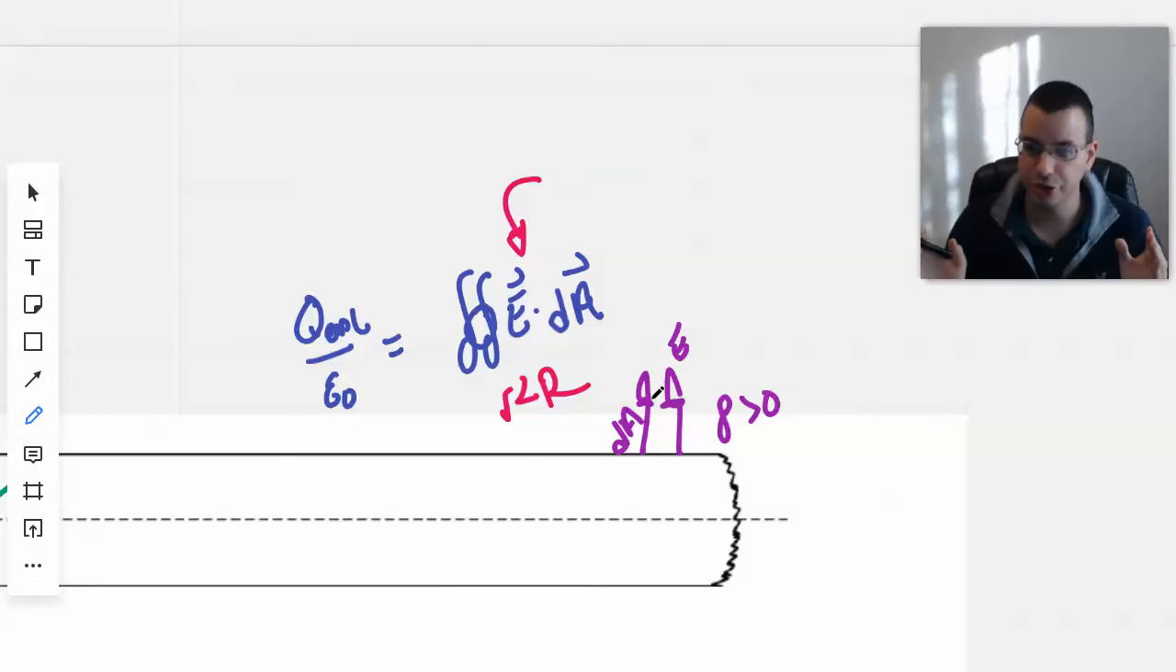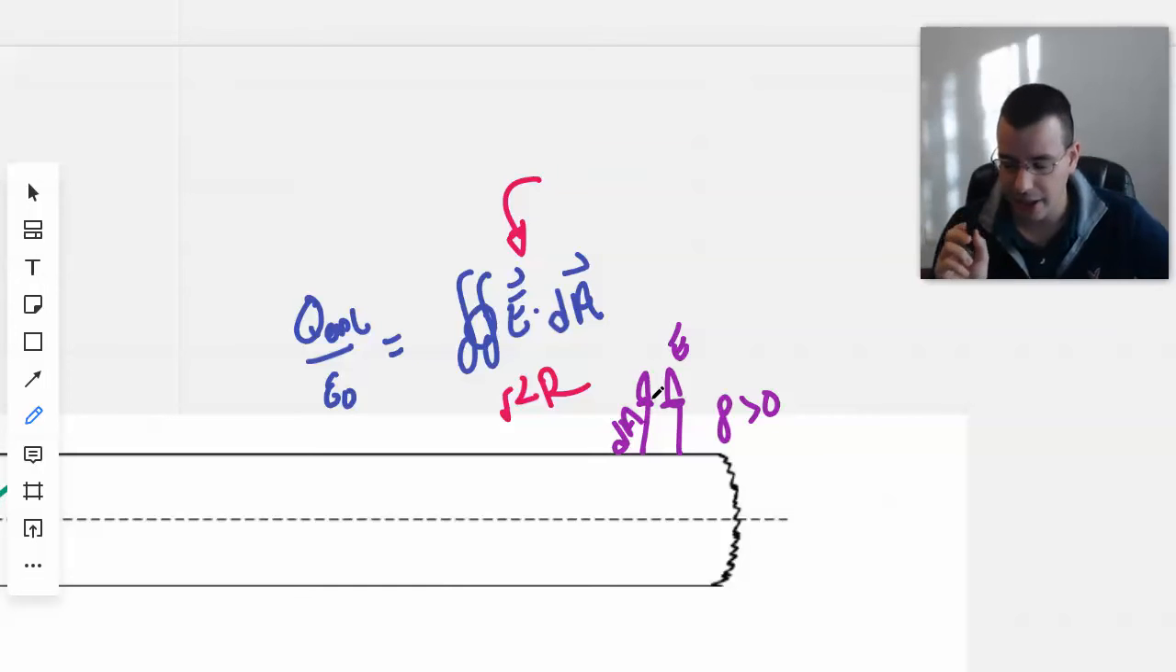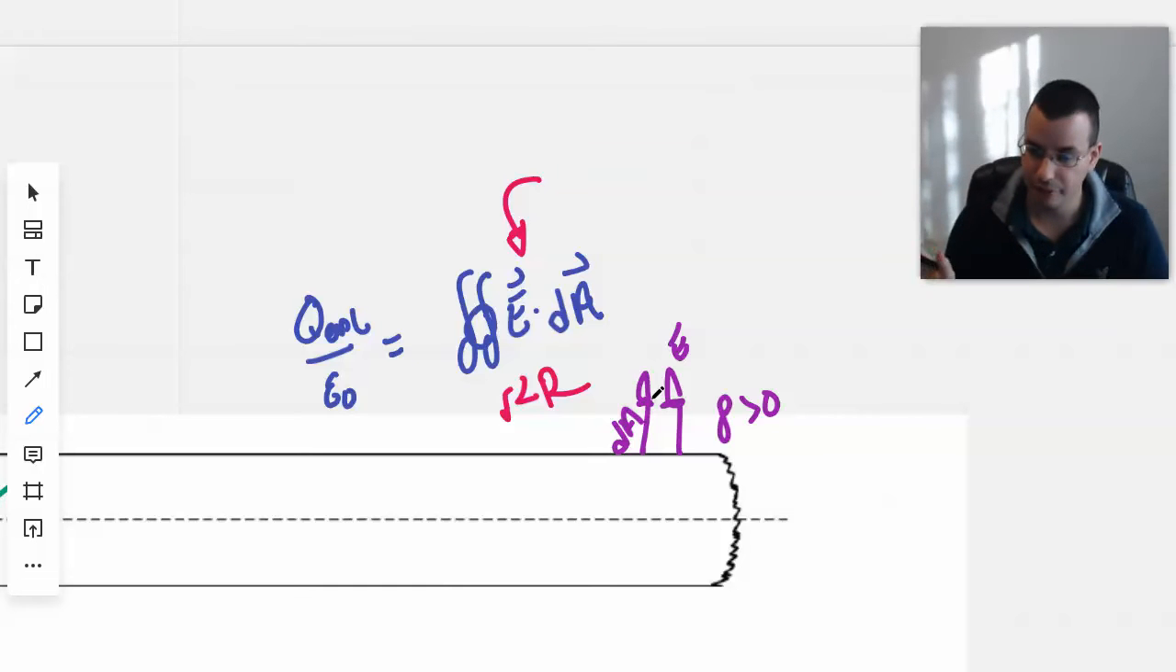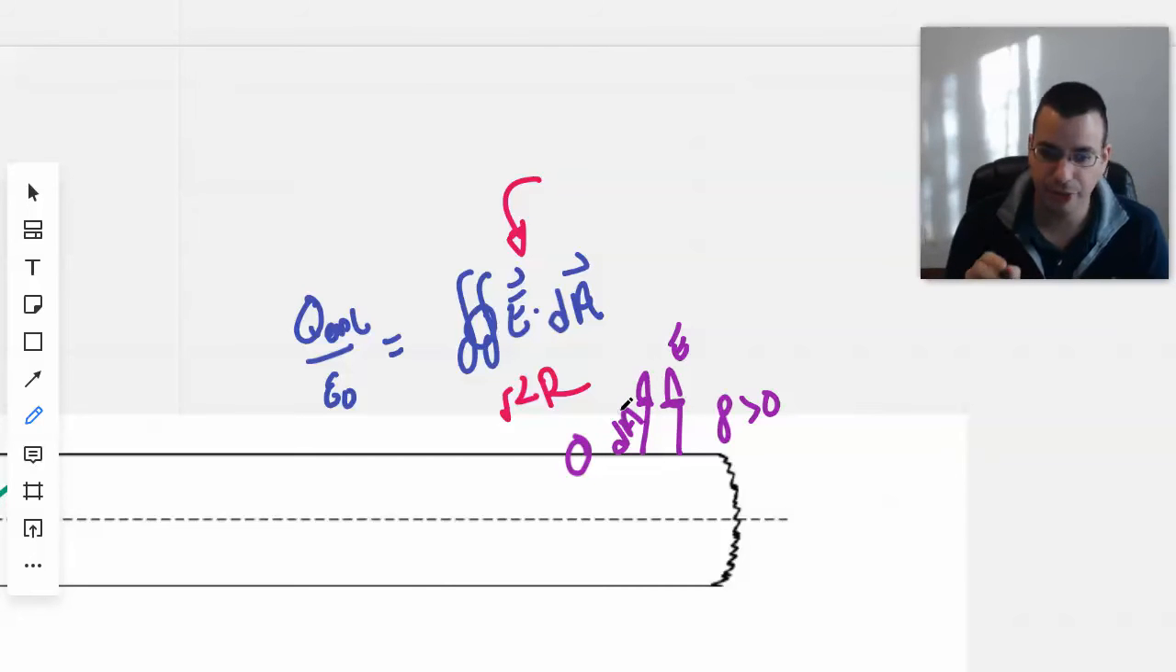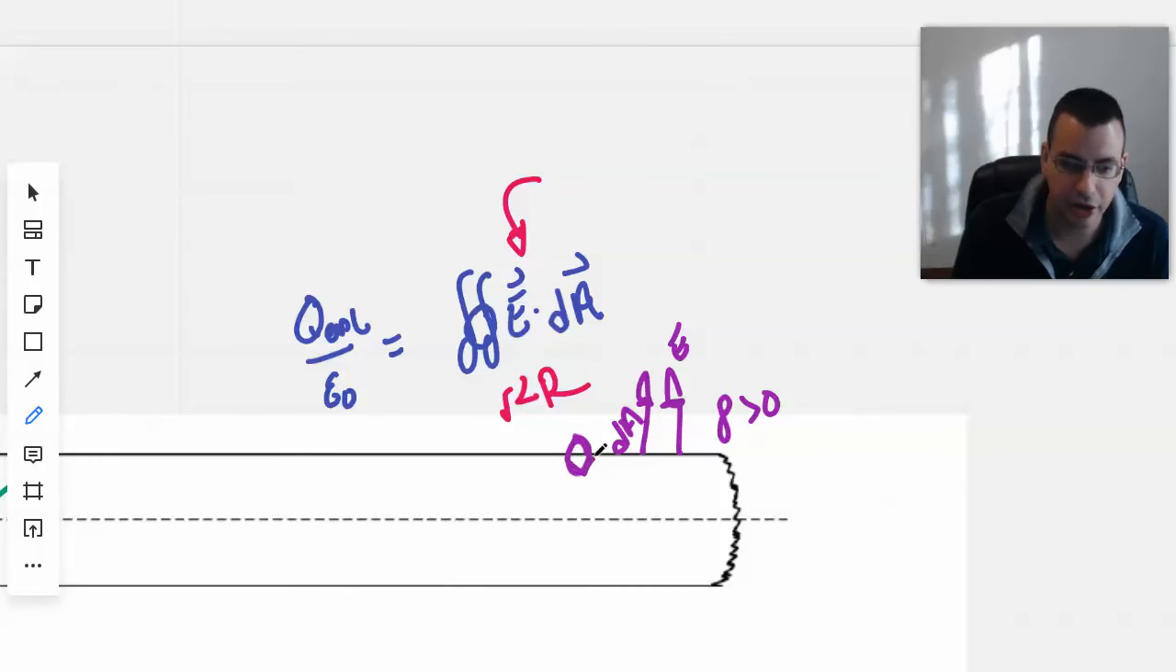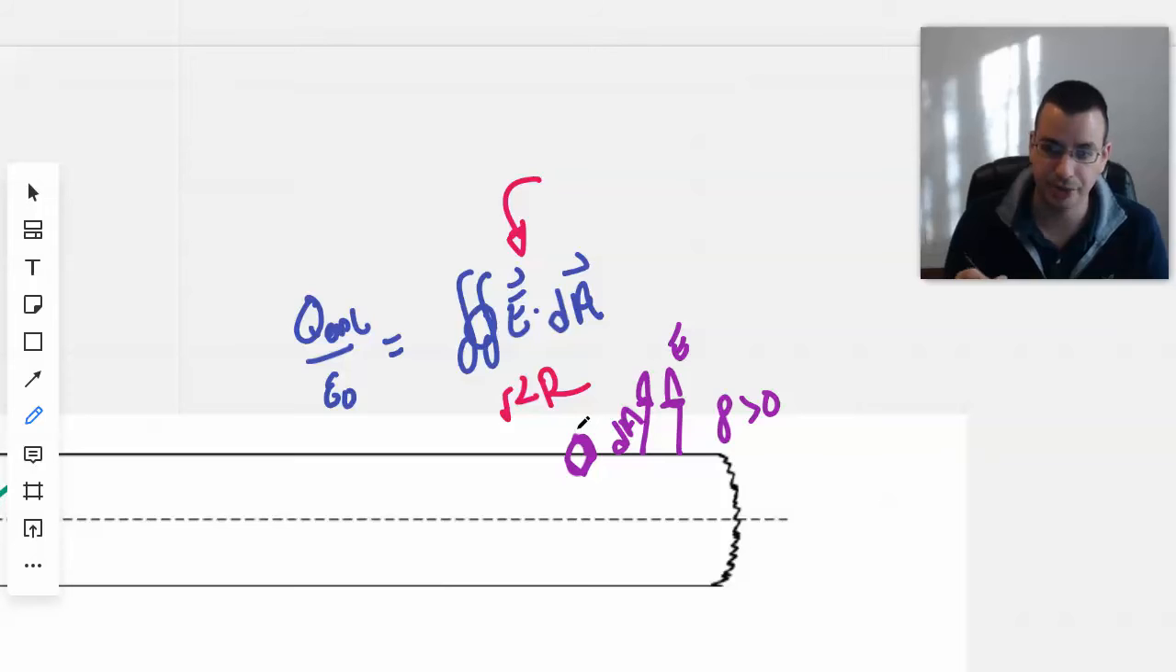We want the angle between the two to be the same for every point, for every electric field and area. At every point, we want the angle between the area and electric field to be the same. And we want the magnitude for every given area on the Gaussian surface to also be the same. So we're looking for magnitude and angle.